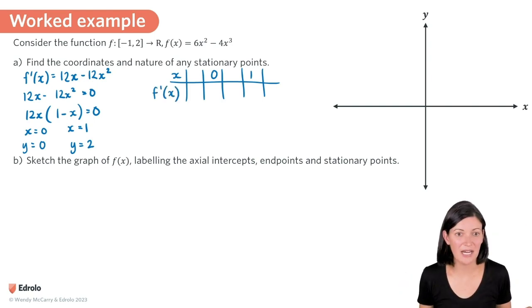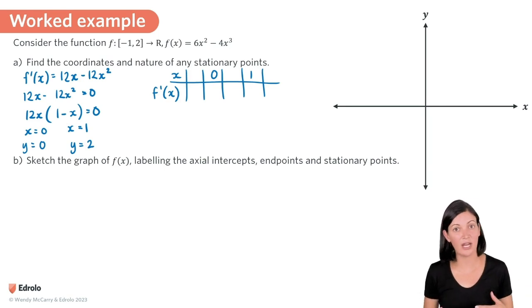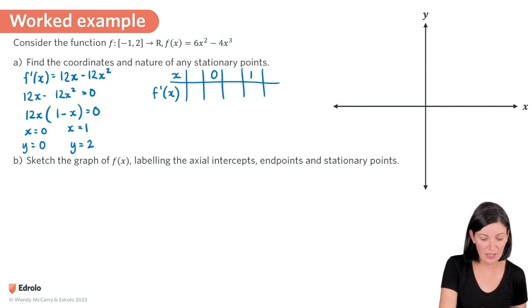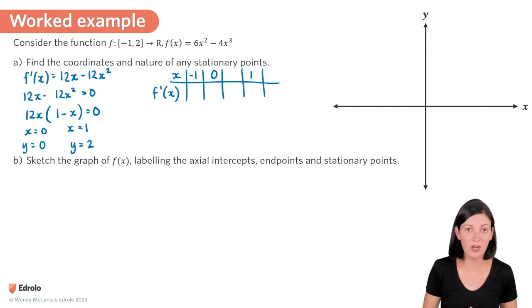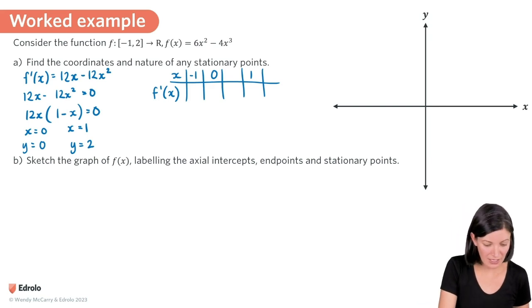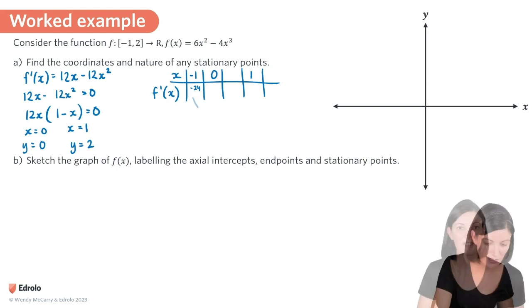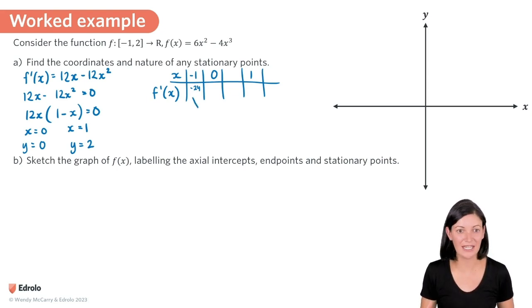So I've set up my sign diagram. I'm now going to choose points that are just to the left and right of my stationary points. Just to the left of 0 would be x equals -1. So I want to find out what's happening to the derivative when x equals -1. If I sub that into my derivative, I end up with -12 minus 12, which is -24. So I've got a negative value there, so my graph is going to be decreasing at that point.